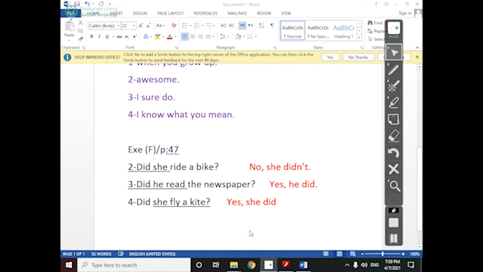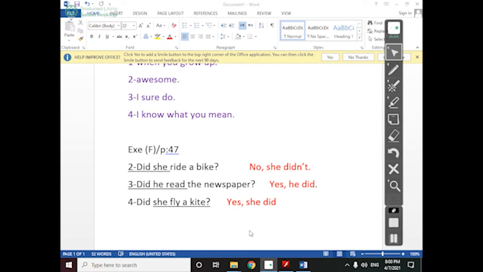The first question is done for you in your workbook. The first question is, did she shop the vegetables? According to the picture, I am forming a question. The answer is yes, she did. And I told you earlier that when you form a question using did or verb 2, you start the question with did plus subject plus verb 1. Let's move to question number 2.